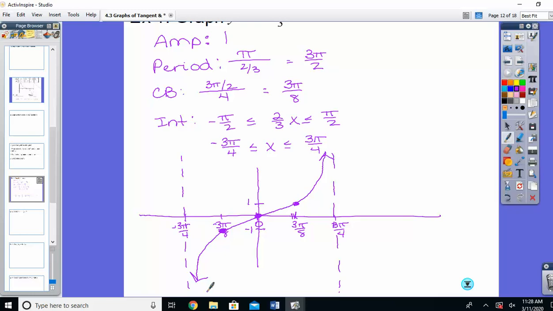Why did we stop at 3 pi over 4 instead of 2 pi over 2? When we did our interval, that's where it should have come out, and then when I added my count 5, that's the last point I got. Other questions? Let's do some more.